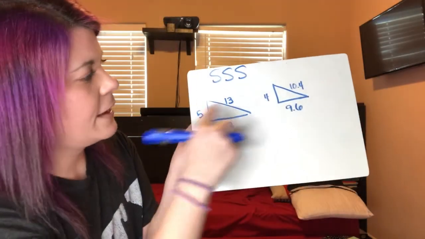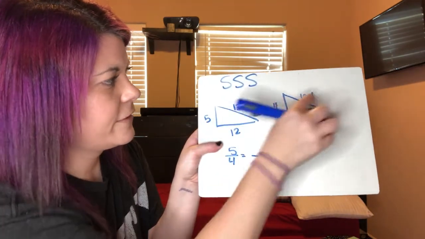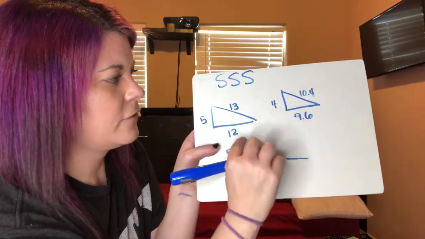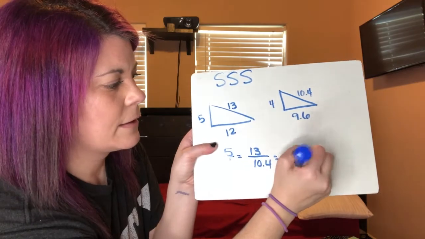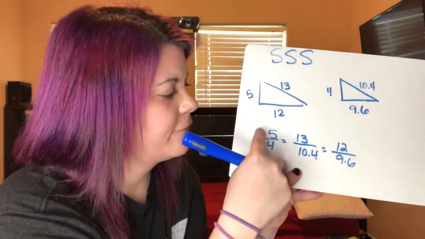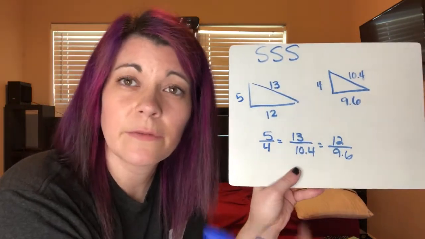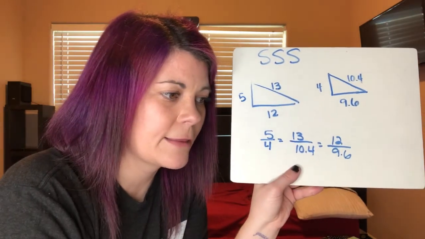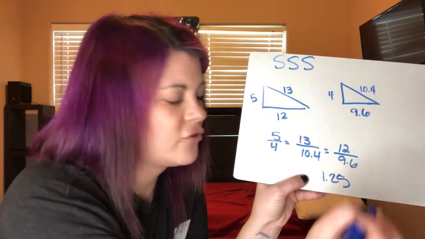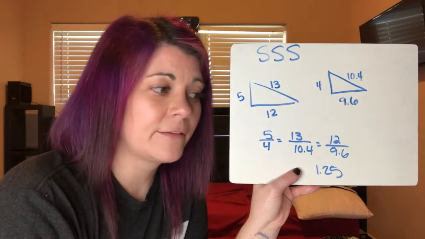So basically 5 corresponds to 4, so 5 over 4 is equal to 13 over 10.4, which is equal to 12 over 9.6. If all of these ratios are equal, because 5 corresponds to 4, those are its corresponding sides, then these are similar triangles by side-side-side. And in this case, this is true because these will all reduce to 1.25. So these triangles are similar by side-side-side.